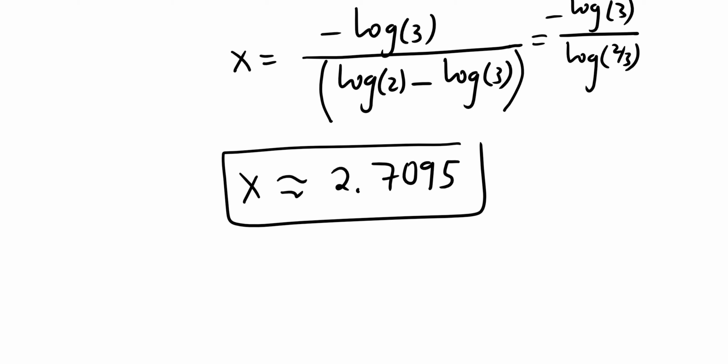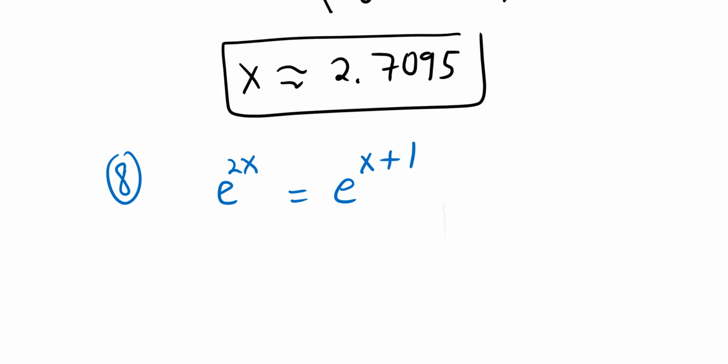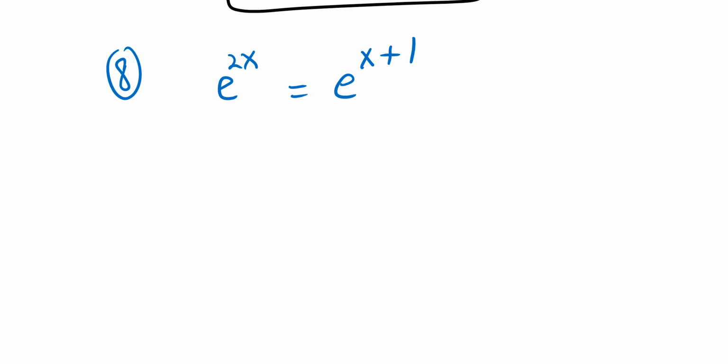Let's look at another example that has base e. So e to the 2x equals e to the x plus 1. How am I going to solve such an equation? To do so, of course, we can take the log of both sides. But in this case, we're going to take the log of both sides base e because both of them are e's.